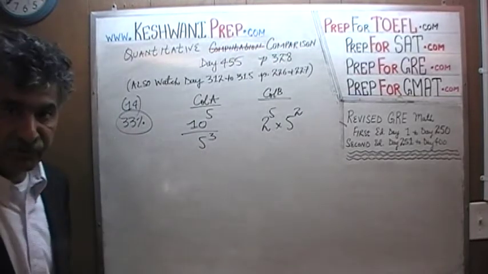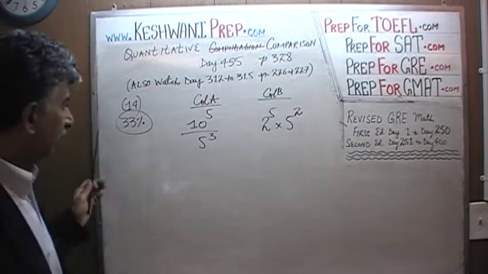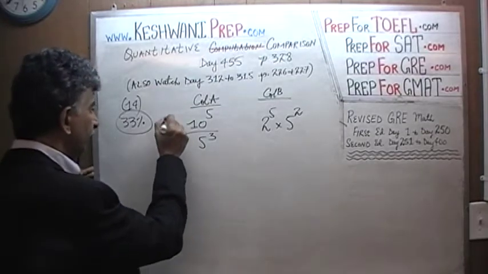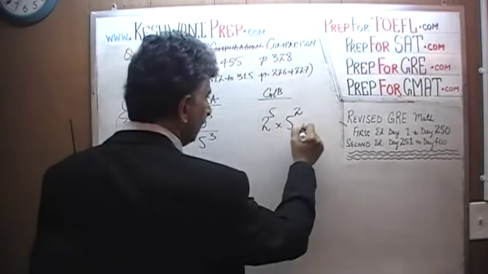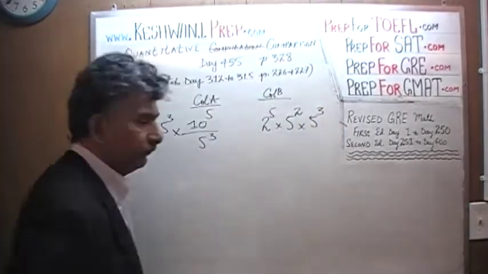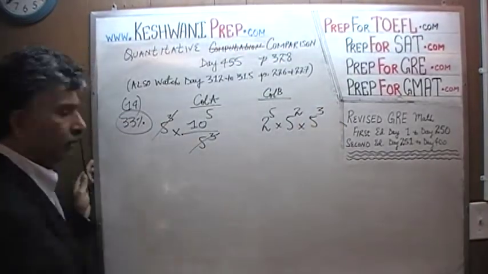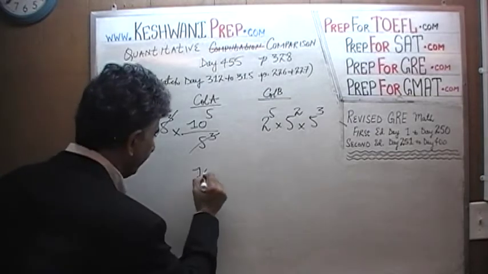How can we get rid of 5 raised to 3 from the bottom? It's very simple. Multiply both columns by 5 raised to 3. Multiply this column by 5 raised to 3. Multiply that column by 5 raised to 3. Now we don't have to worry about it. It's gone. And here we just have 10 raised to 5.